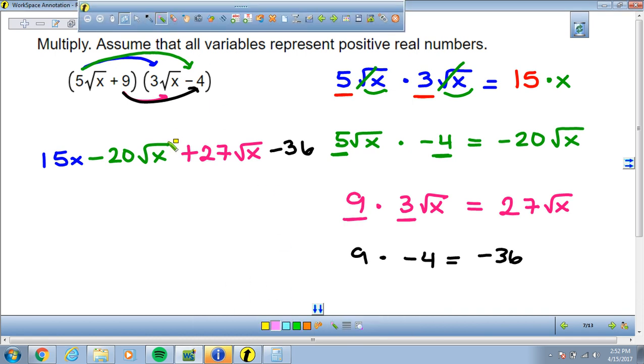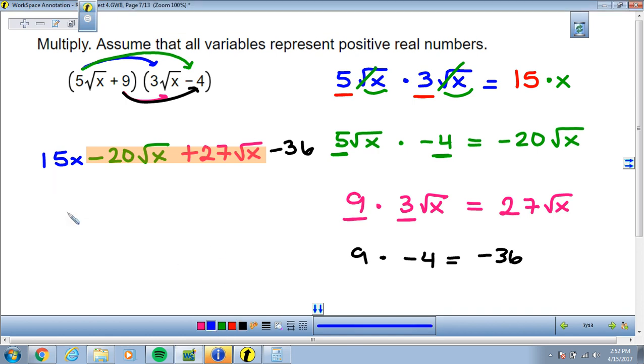And now let's combine like terms. So 15x can be combined, no, not really. I was going to combine it with this one, but the negative 36 doesn't even have an x. So the only two that we could combine are these two in the middle. Why? Because both have the square root of the same radicand inside.